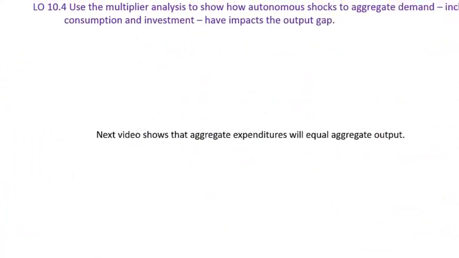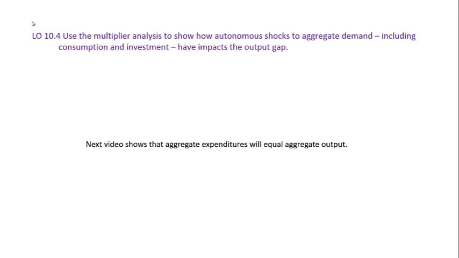So in the next video, we're going to answer a question that you may be asking yourself. How do we know in this analysis that at the end of the day, aggregate output equals aggregate expenditures? Because it has to. Supply has to equal demand. Well, we're going to show that that must be the case, but we're going to do that in the next video.